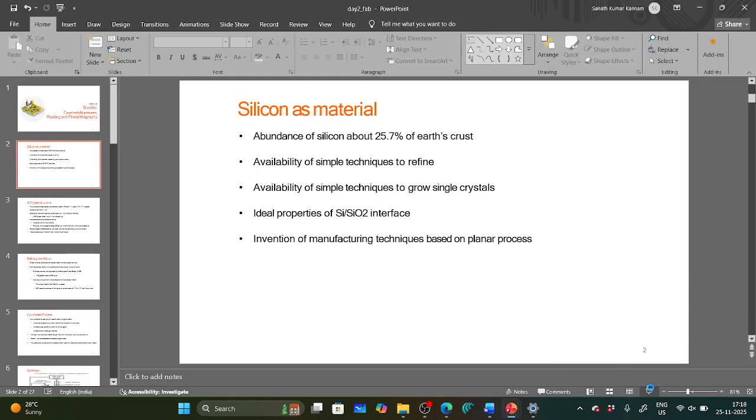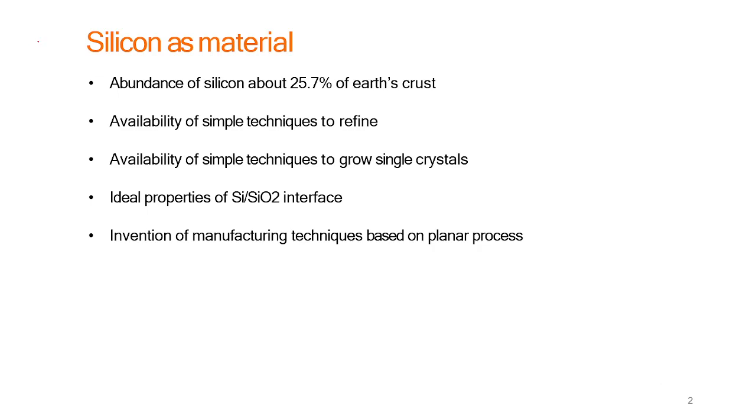So why silicon? Silicon as a material is abundantly available, around 25.7 percent of the earth's crust. Also, there is availability of simple techniques to refine silicon, simple techniques to grow the single crystal, and ideal properties of silicon and silicon dioxide.